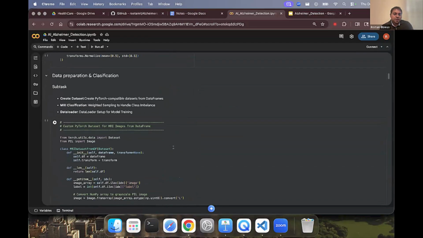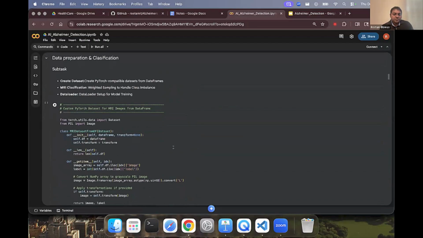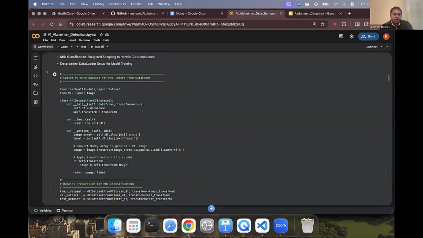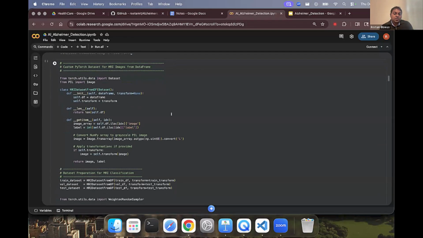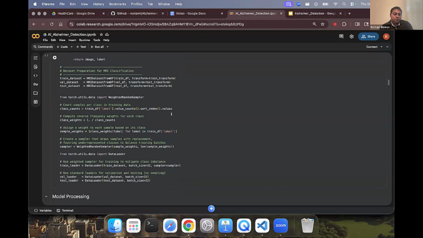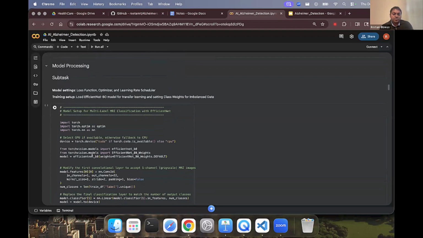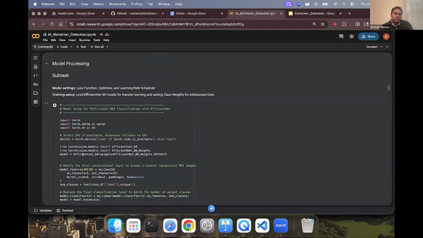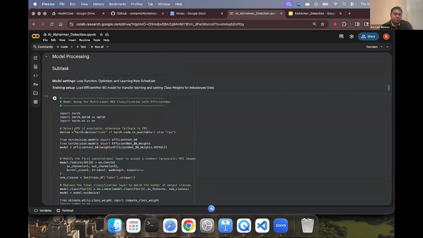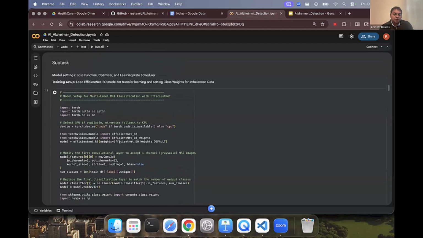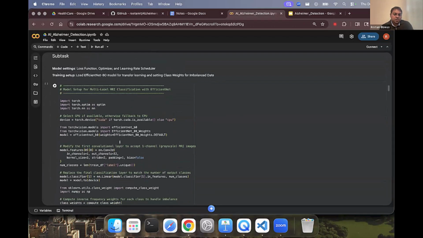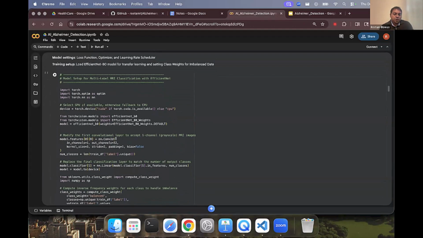And then once we have the transformation set up, we can convert the data into a dataset format for the Python Torch utility. And then this dataset can be fed into our model processing. And as I mentioned, EfficientNet B0 is giving us quite a good result. And this is where we can load the test data or train data into the model.